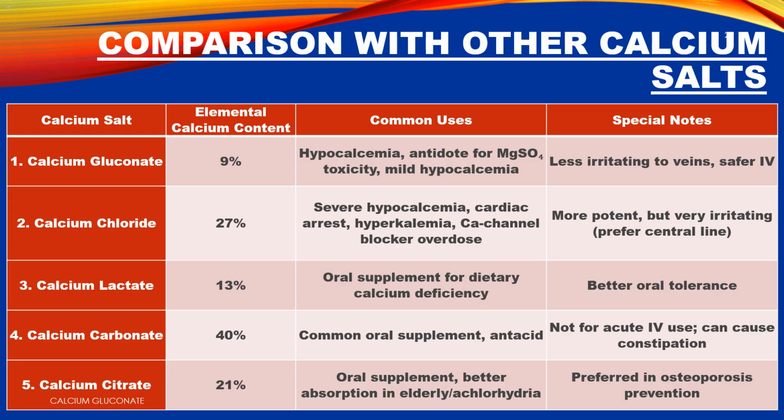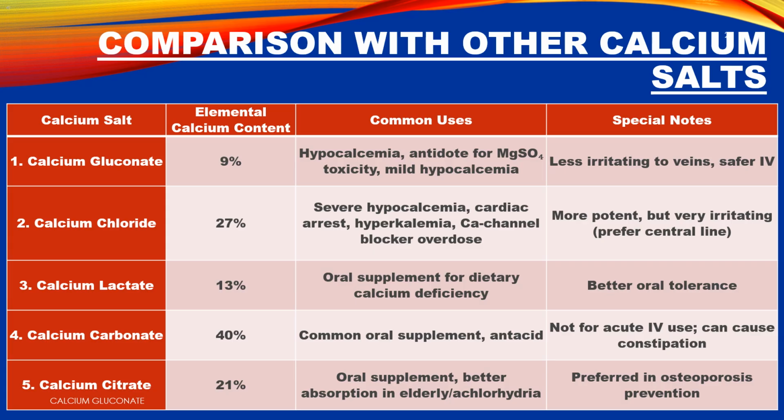4. Calcium carbonate. Elemental calcium content, 40%. Common uses: common oral supplement for calcium deficiency and as an antacid. Special notes: not suitable for acute IV use. Can cause gastrointestinal side effects like constipation, but it is effective for long-term calcium supplementation.